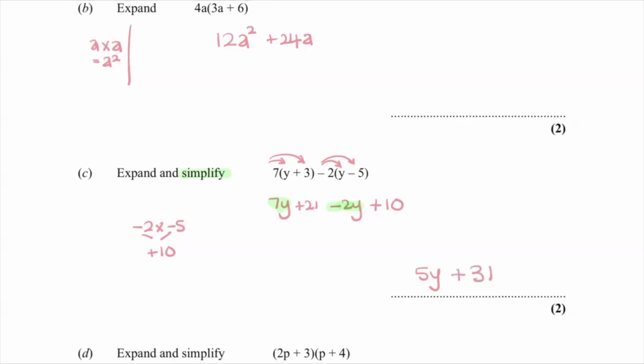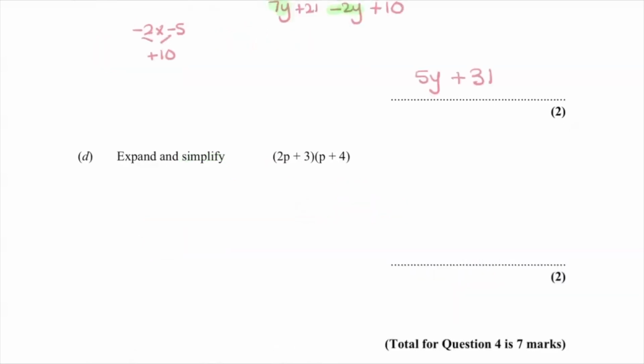The other thing that I see really common is people trying to put these together. They can only go together if they are in the same gang. So this is the y gang, this is the number gang. They will not come together. Okay, last one is a double bracket.